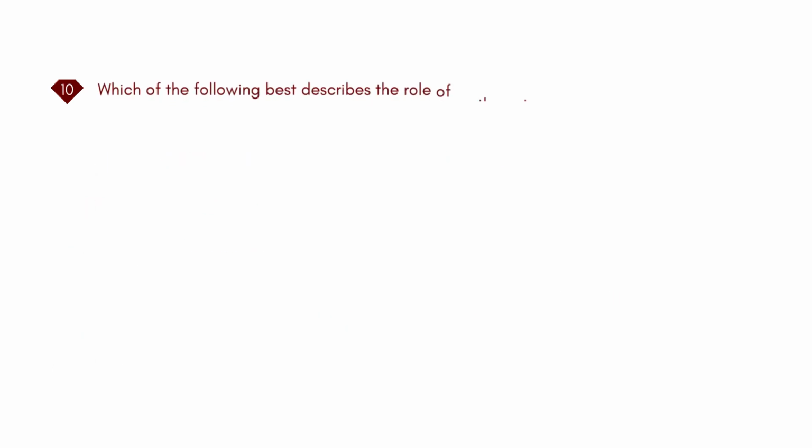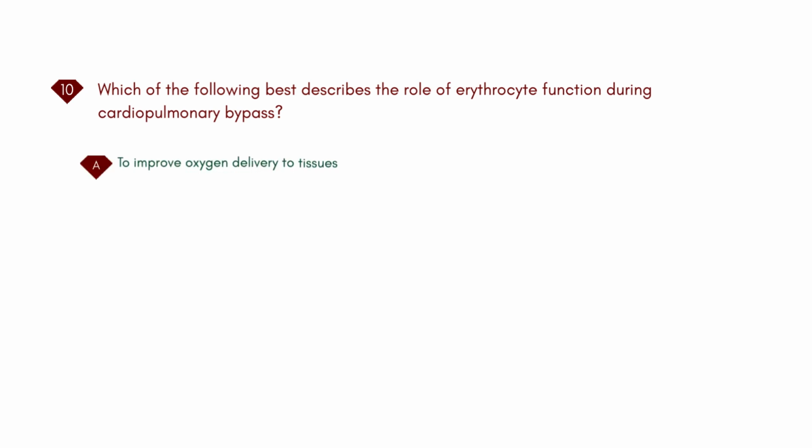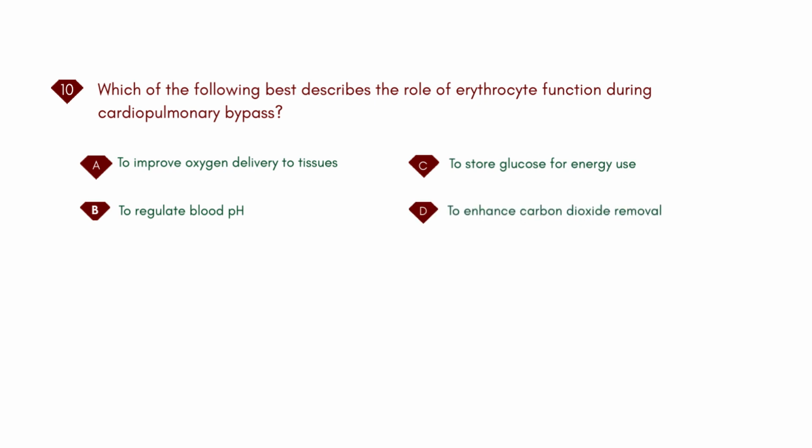Which of the following best describes the role of erythrocyte function during cardiopulmonary bypass? A. To improve oxygen delivery to tissues. B. To regulate blood pH. C. To store glucose for energy use. D. To enhance carbon dioxide removal. Answer: A. To improve oxygen delivery to tissues.